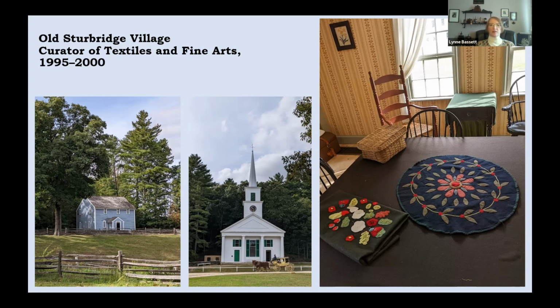Just quickly to let people know about my background, I am a freelance museum curator specializing in historic costume and textiles. I'm just going to focus on the quilts at this point. A little bit about my background here. I was the curator of textiles and fine arts at Old Sturbridge Village, which is a living history museum that explores the 1830s in inland New England.